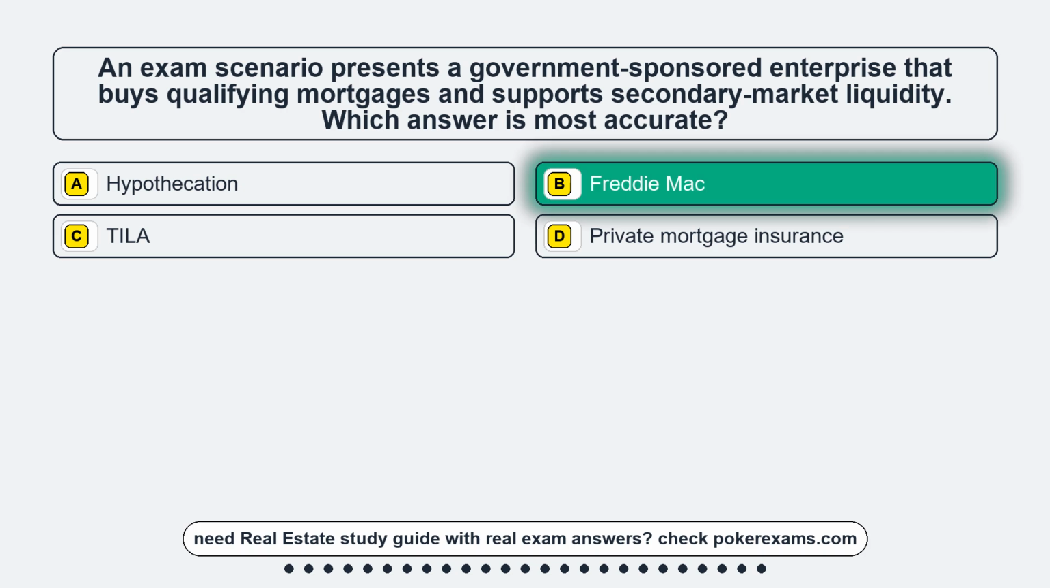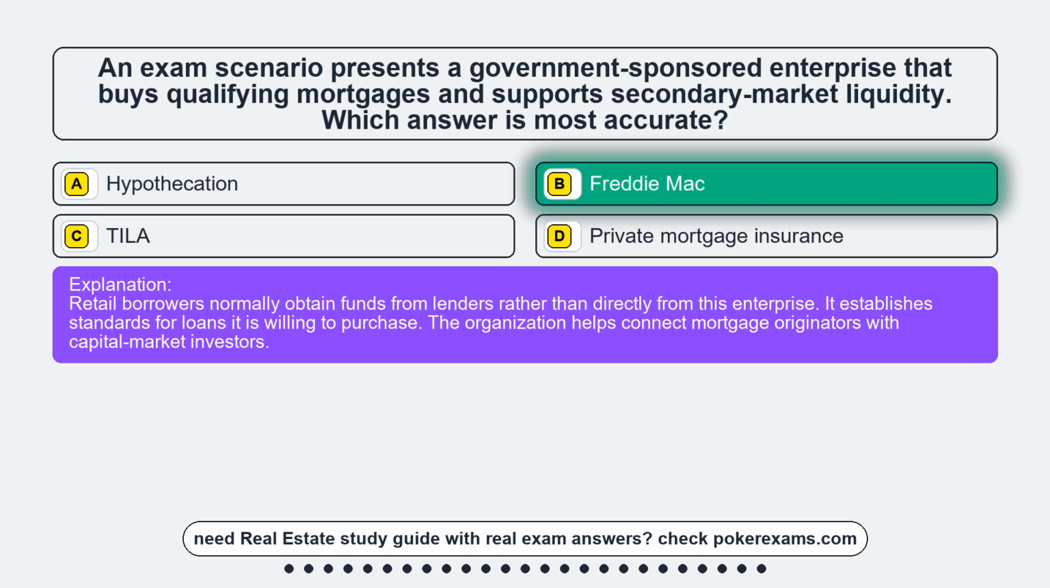The correct answer is option B, Freddie Mac. Retail borrowers normally obtain funds from lenders rather than directly from this enterprise. It establishes standards for loans it is willing to purchase. The organization helps connect mortgage originators with capital-market investors.